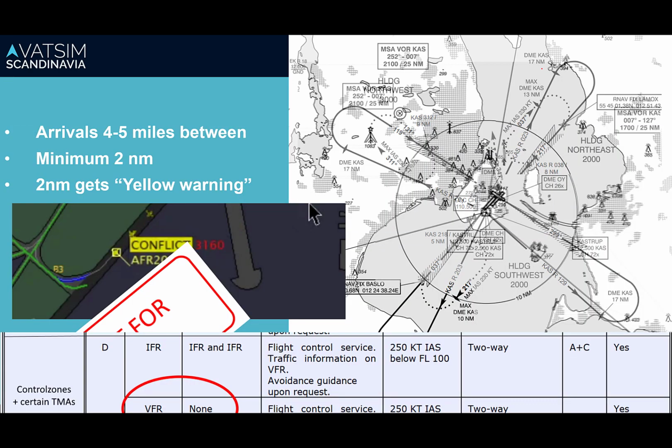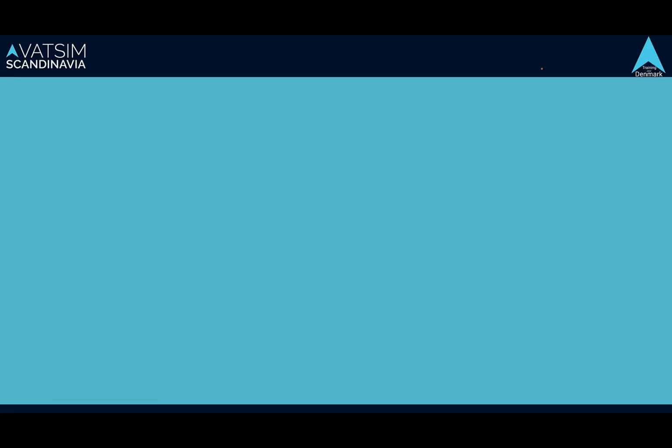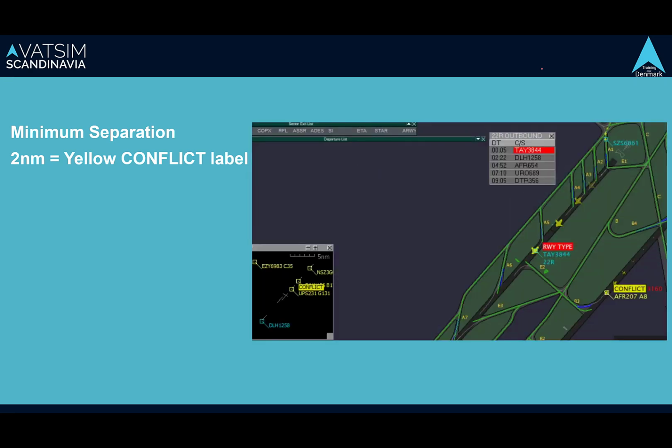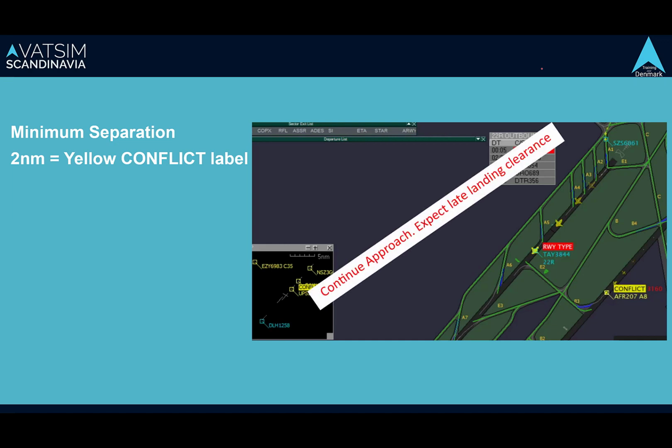Another thing about these 2 miles, as stated before, it applies when both airplanes are airborne, and then it's a go around. If one of them has landed, he just needs to vacate the runway before the next airplane reaches the threshold, and then you can tell him to continue the approach.